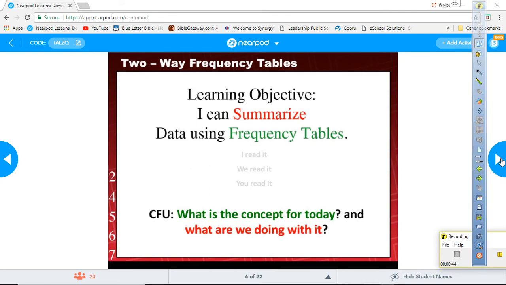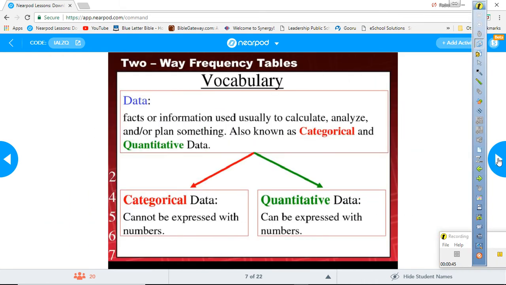So here we go. What kind of data are we going to be looking at? Data, we know, are facts or information used usually to calculate, analyze, or plan something. The data that we're looking at are two types, categorical and quantitative. Everybody understand so far? All right, so let me explain the categorical one. Categorical data does not use numbers.